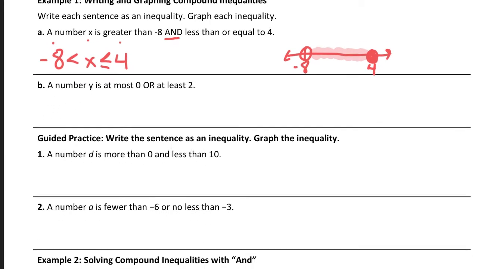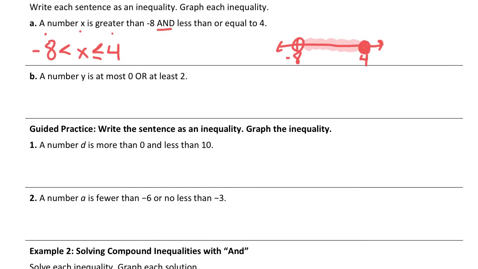So in the next part, we're going to write and graph an OR inequality. An OR inequality is a little bit easier. We just have to write 2 separate inequalities separated by OR. So a number y is at most 0. That means it is less than or equal to 0. Or it is at least 2, that means it has to be greater than or equal to 2. So it's important to know the difference between at most and at least, and that's why I included this example.